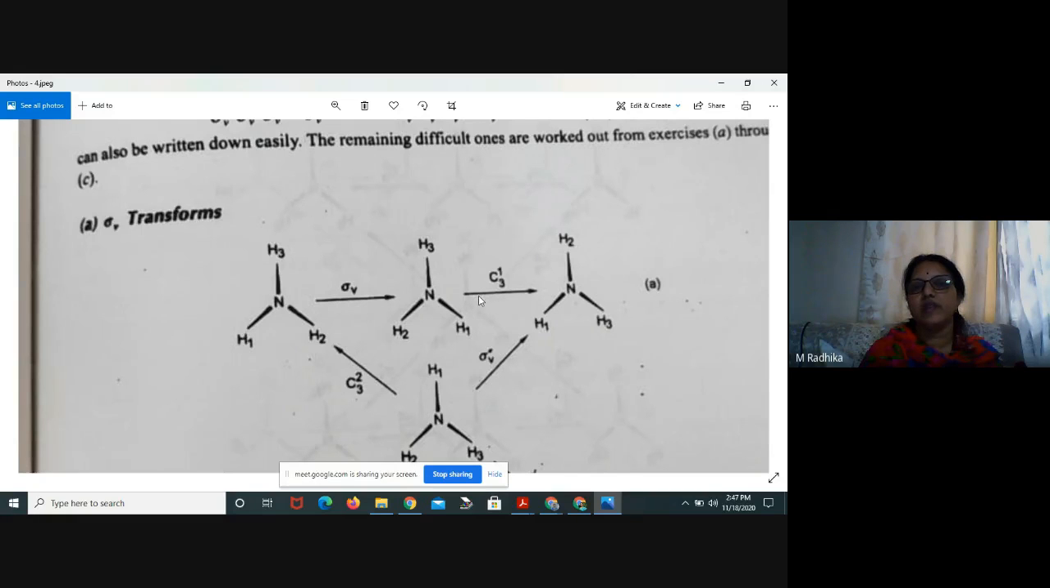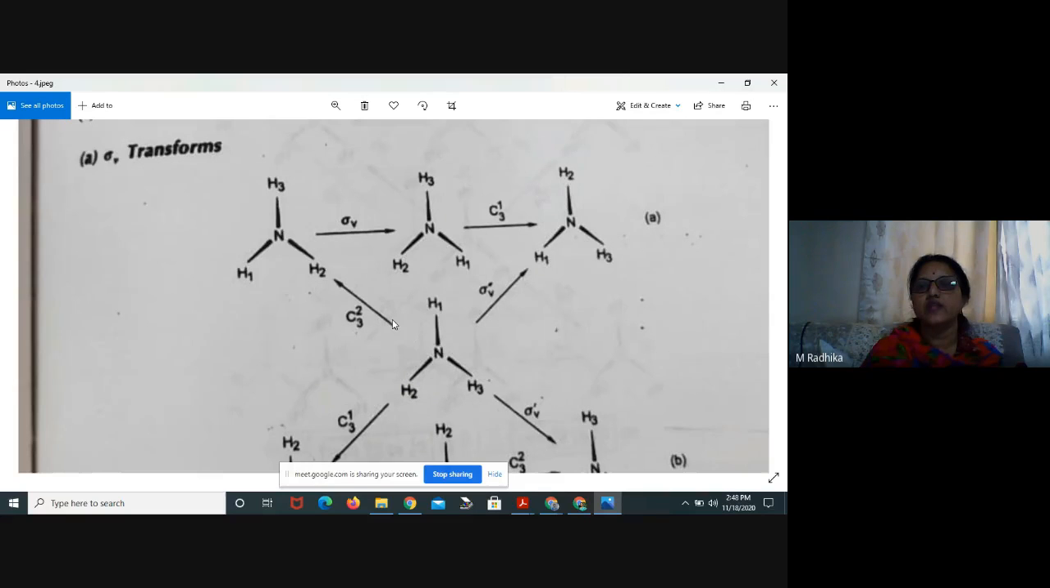Now if I do sigma v, that is along the vertical plane, if I do the reflection, H2 and H1 are reflected. So the plane is here. These two will be reflected. Sigma v is done. Now if I do again C31, only H3 will come here. So only one position, everything will change. So I have H3, H1 and H2. So this is nothing but the same plane.